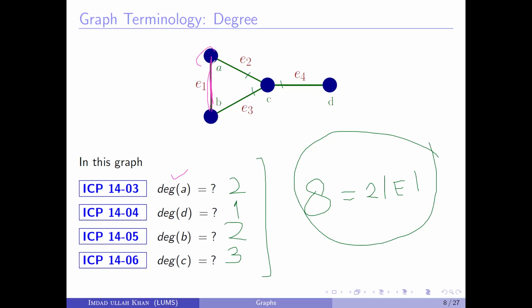So this edge contributed once while computing degree of A. It contributed another time while computing degree of B. So one edge has been counted twice in degrees. That's why 2 times cardinality of E is the total degree of the graph.